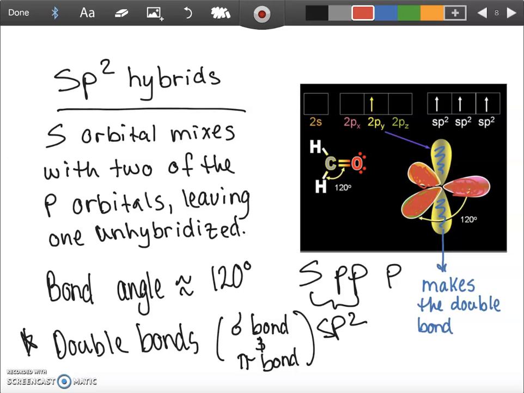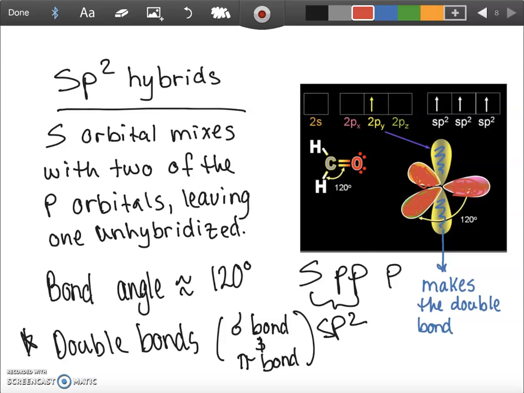And sp2 hybrids are known for making the double bonds, okay? The single bond of a double bond will occur on the sp2 hybridized part, so these red areas, and then the unhybridized p orbital will make the second bond to make it a double bond, okay? And double bonds are made up of one single bond and then another pi bond, so we have a sigma and a pi bond in one, and we'll talk a little bit more about those later.